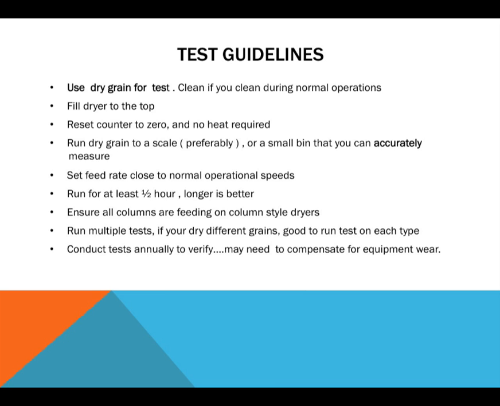Just run the grain through the dryer into hopefully a scale, if you can, or into a small bin that you can accurately measure. Make sure the columns are all feeding right and all that kind of stuff. At the end of the test, you can measure the amount of grain that's in this bin, or you've weighed it, and you've kept track of the counts. And that allows you to get to bushels per count.